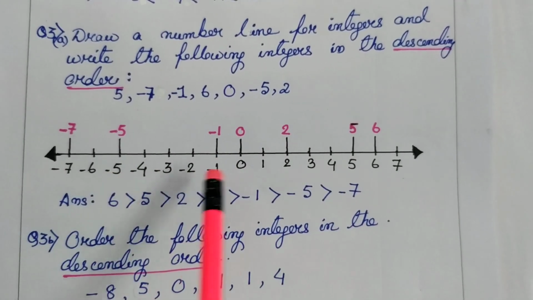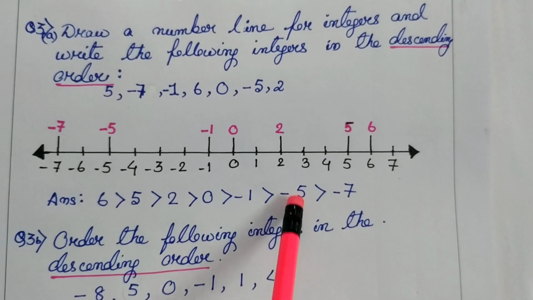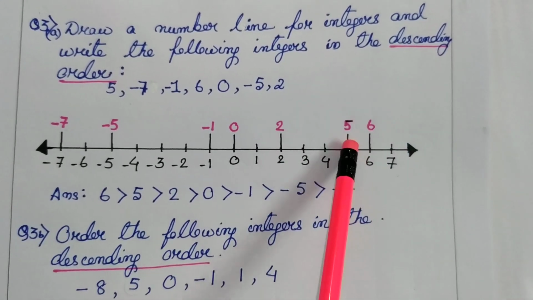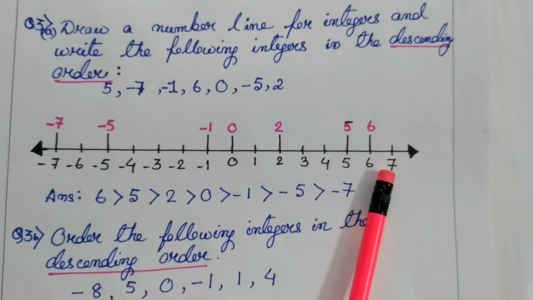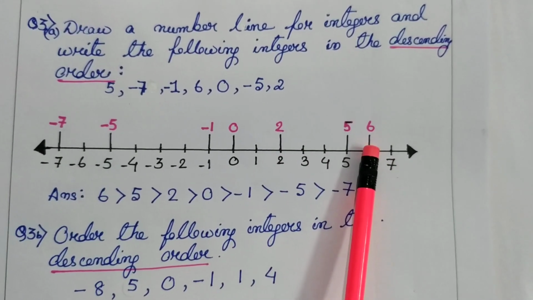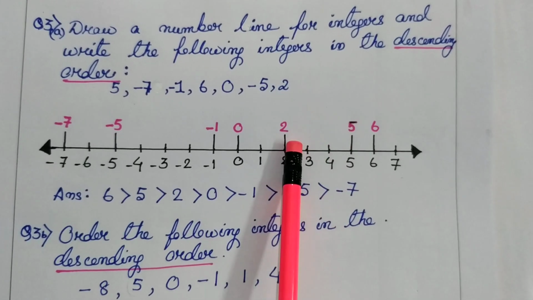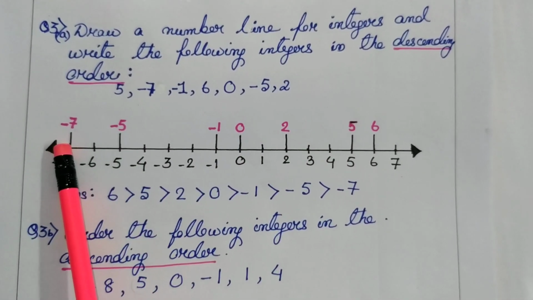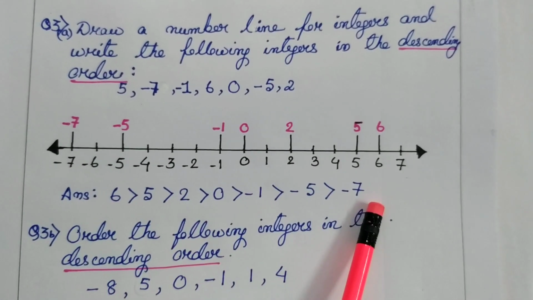Then you will arrange the values. How will you arrange? It says descending order, greatest to least number. So which is the greatest one? It starts from the right side. So 6, 5, 2, 0, minus 1, minus 5 and minus 7. The same way I have written.